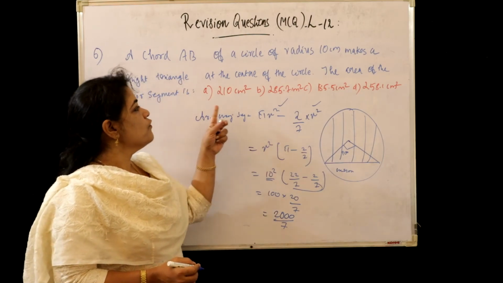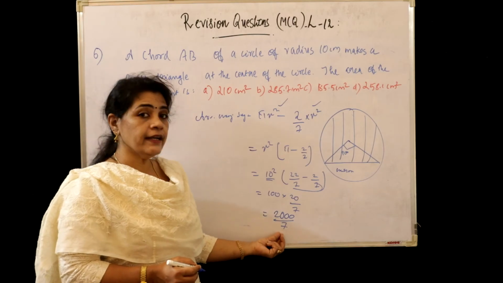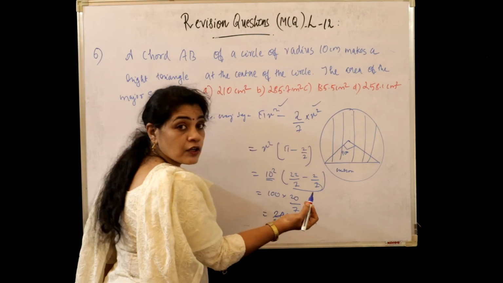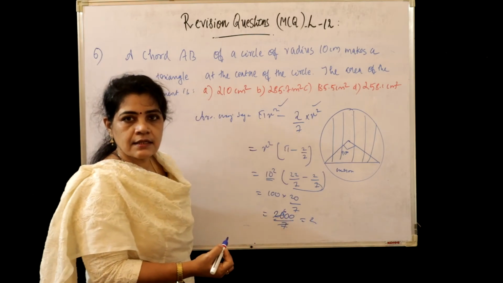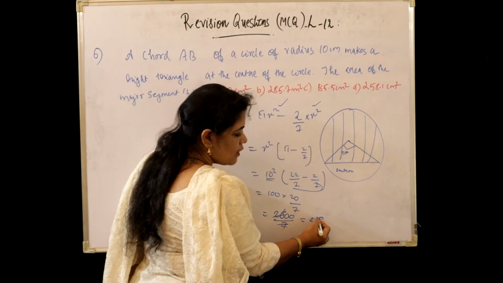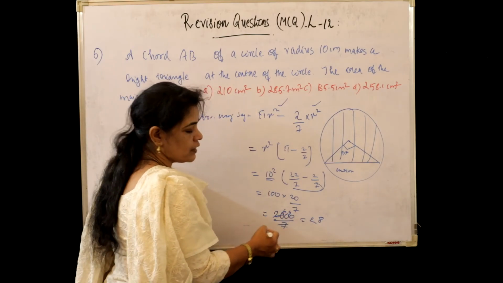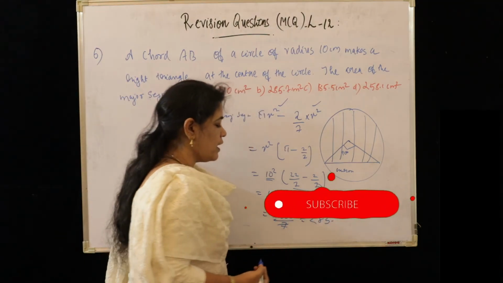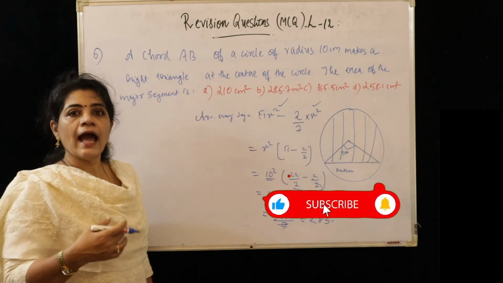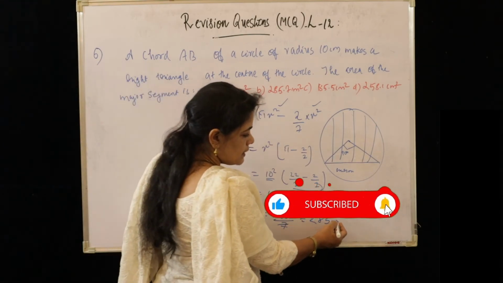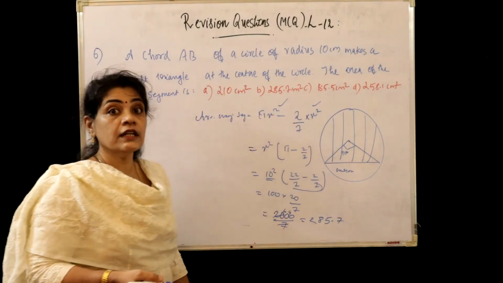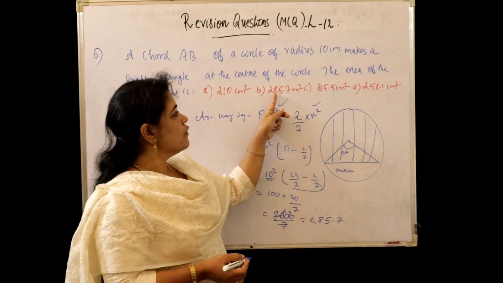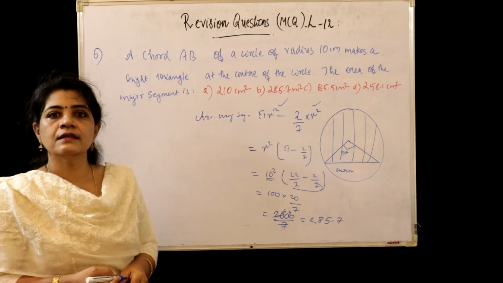See, the answer is not in fraction, it is in decimal form. So you have to divide and get its decimal form. 7 in 20, 2 times 14, so 6 remainder. In 60, 8 sevens are 56, and 4 is the remainder. In 40, 5 sevens are 35, and 50 is the remainder. In 50, 7 sevens are 49. So the answer is very close to 285.7 centimeter square. That is the answer.